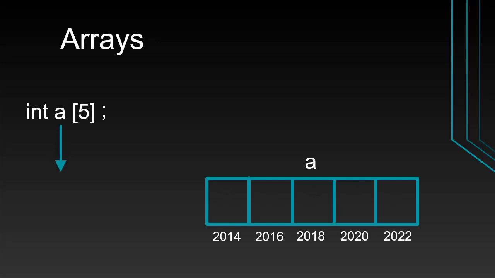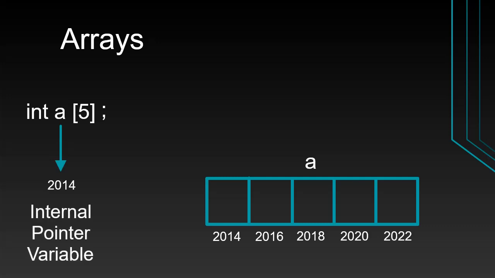Variable A will store the base address of the memory block that is allocated, even though it is not a pointer variable. That's why it is also called an internal pointer variable. Check out this video to learn more about pointers.